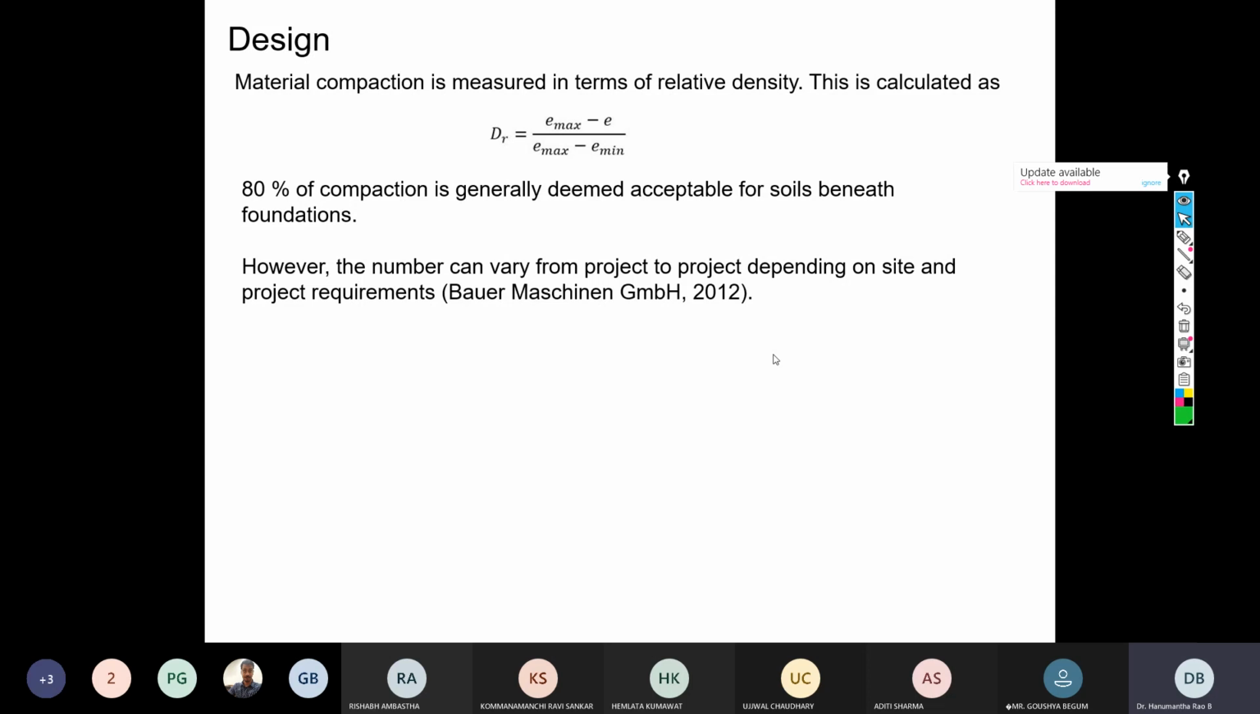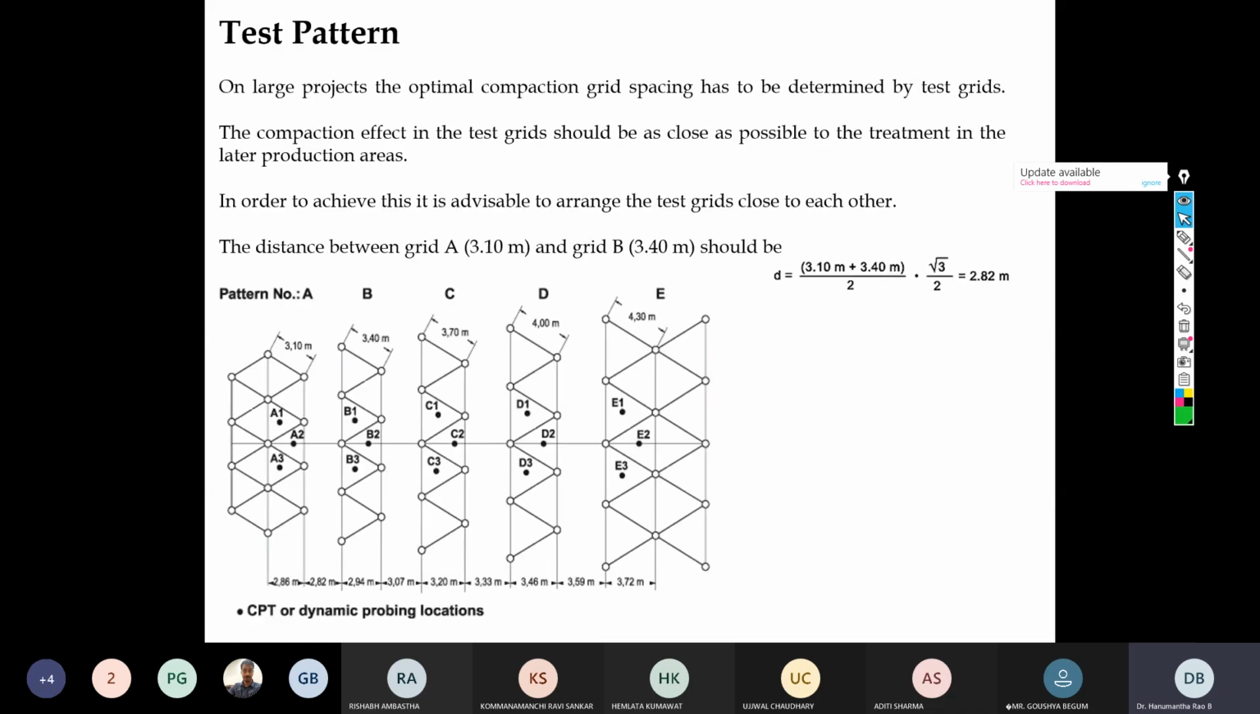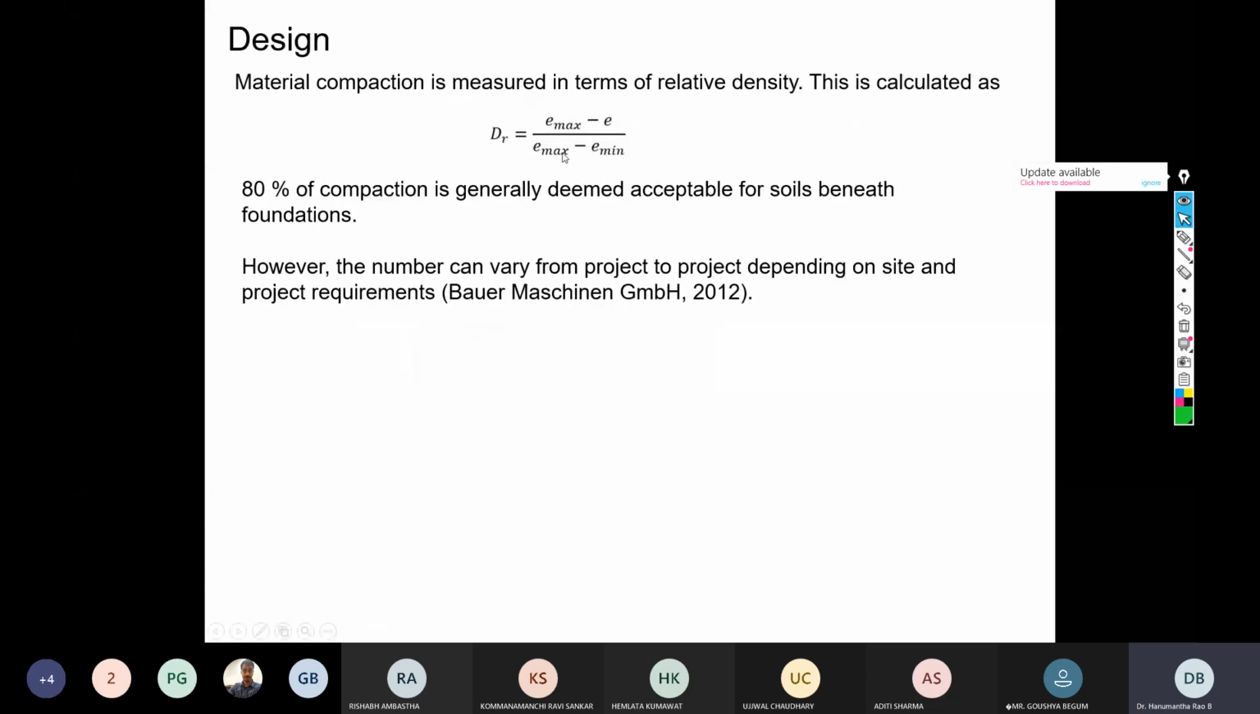Regarding the design of vibroflotation, once the ground has been improved, how do you ascertain that the desired degree of improvement has been achieved or not? For that purpose, normally the compaction degree is measured in the form of the relative density.